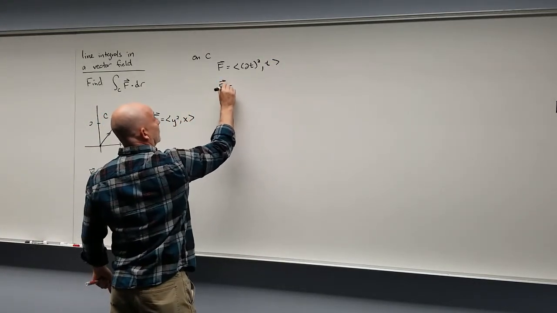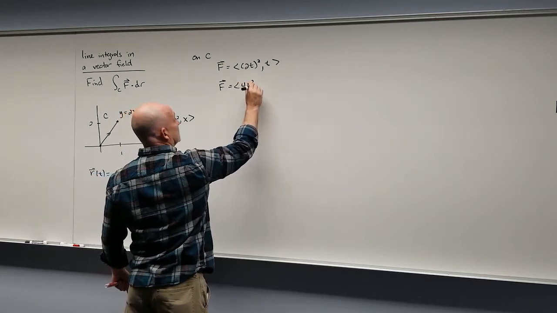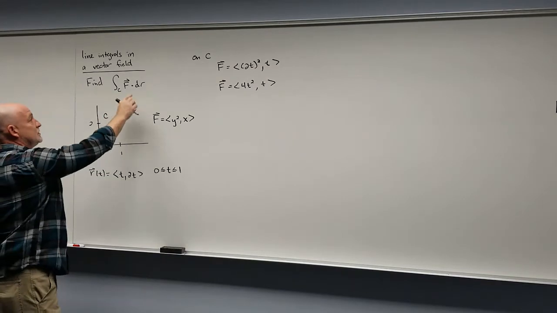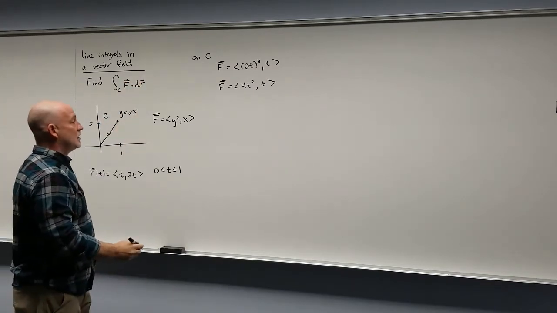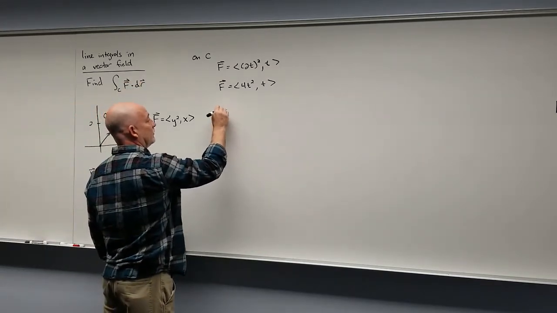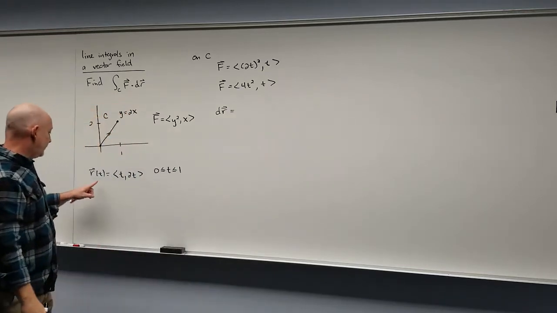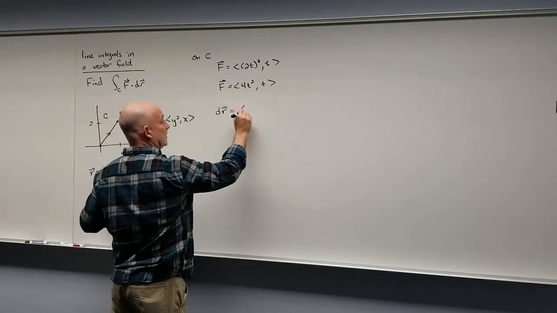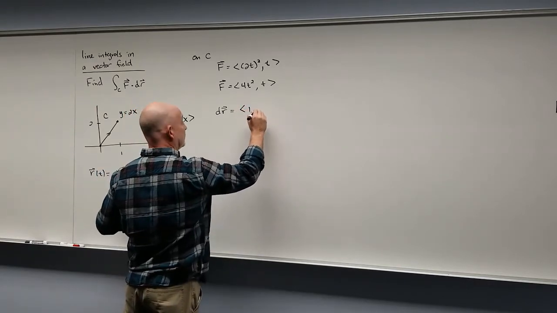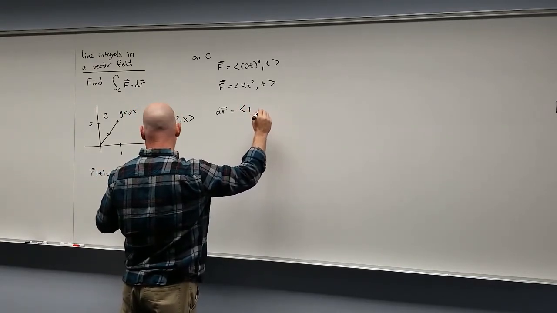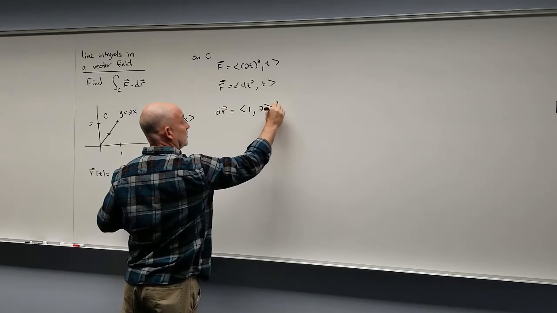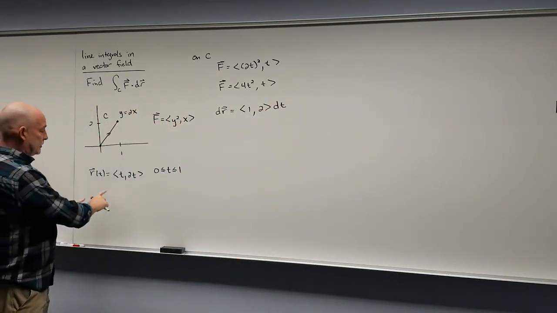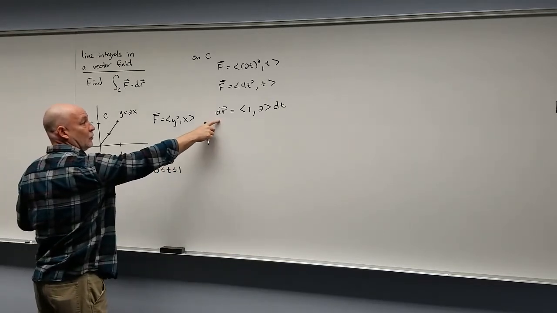So we get that this is ⟨4t², t⟩. Now, what is dr? Well, dr is the differential of this curve here. So the derivative of the x component is 1, and the derivative of the y component is 2 dt. Okay, so this is just the derivative of this in differential form.